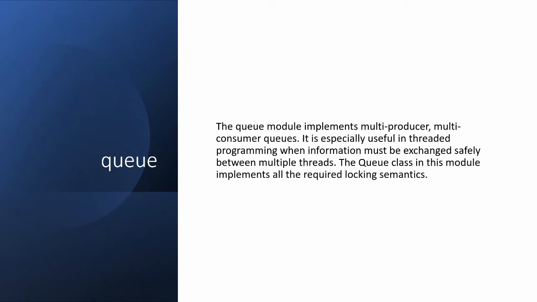So the queue module has a multi-producer, multi-consumer queue. And this is useful for threading because you can transfer data between threads really easily. And they've implemented all the locking that's required for using queues with threads, which makes it so much easier to use. But first we have to understand what a queue is.